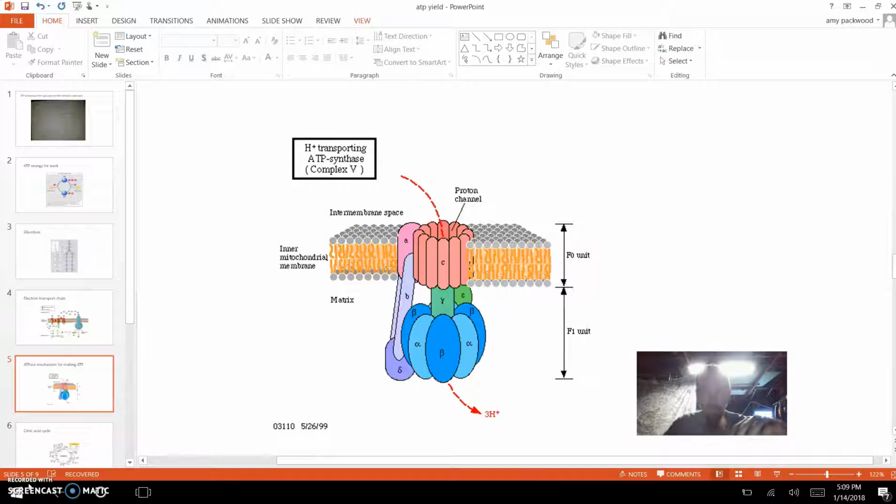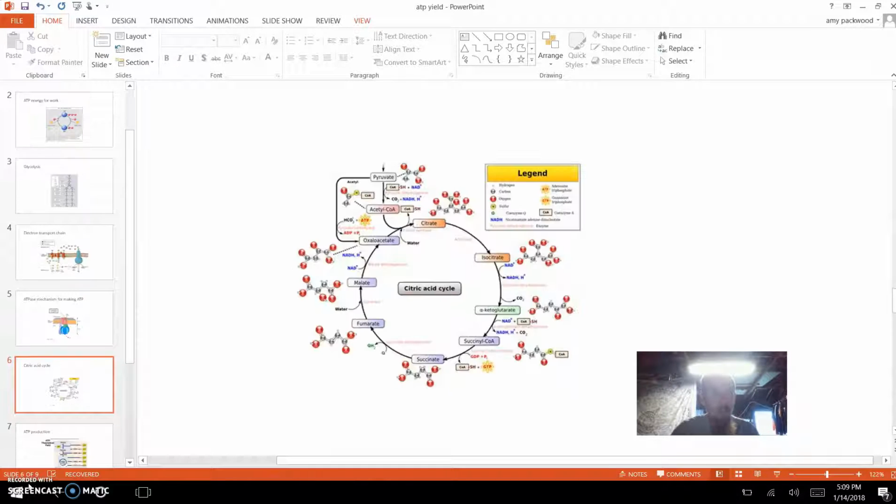If we go down one more slide, this is the actual ATP synthase. As you can see, it connects the outer membrane into the matrix. This is where the hydrogen ions come in, the NADH and all that, and this is where oxidative phosphorylation occurs, and this is where we get our production of ATP. The next slide will explain the citric acid cycle.